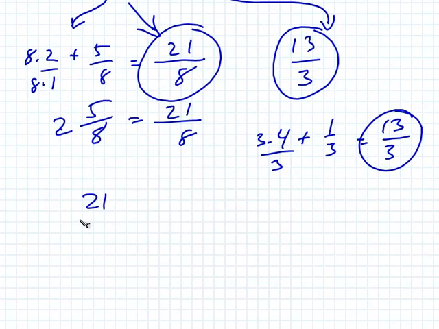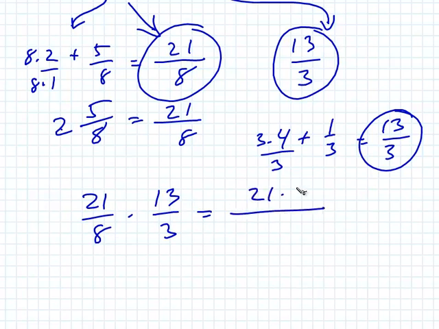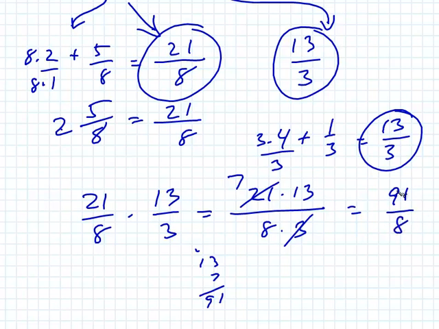Let's take 21/8 times 13 thirds. Now, I just jam them together. 21 times 13 over 8 times 3. That's the way we multiply fractions. I can do some canceling here. 3 cancels 21, leaving 7. And that's it. Nothing else will cancel. So on top, I have 7 times 13. So here's 13 times 7, 91. And on the bottom, I have 8.